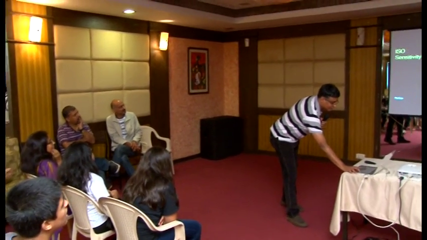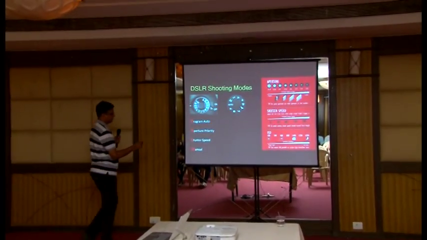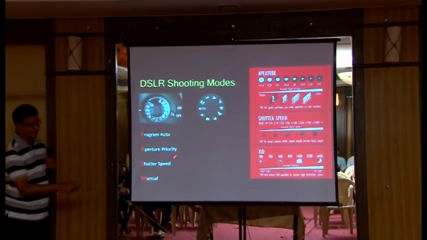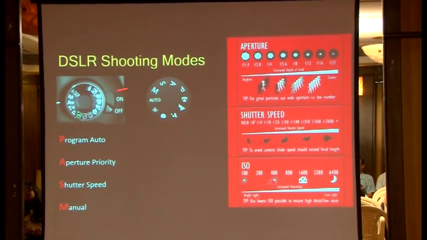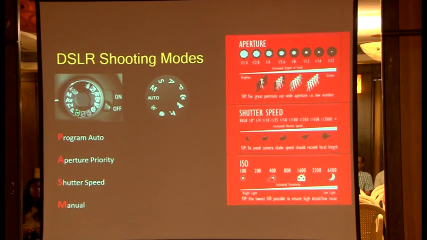So there was one particular slide, let me see if it's here. Yes, it's here. So you have the DSLR, with these four basic settings: program auto, aperture control, shutter, and manual. The rest are scene modes and auto mode. In program auto, the camera tells you what shutter speed and aperture you will have for a scene. In aperture priority, you have control of the aperture and the camera sets the rest of the parameters. In shutter speed priority, the camera sets everything other than shutter speed. And in manual, everything is in your control.